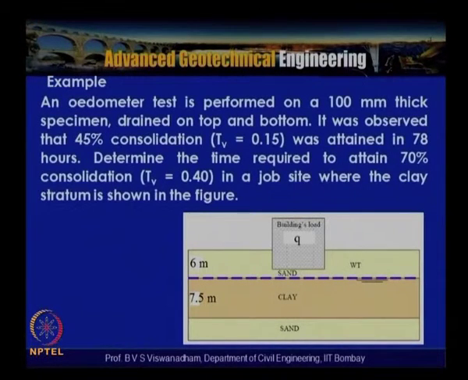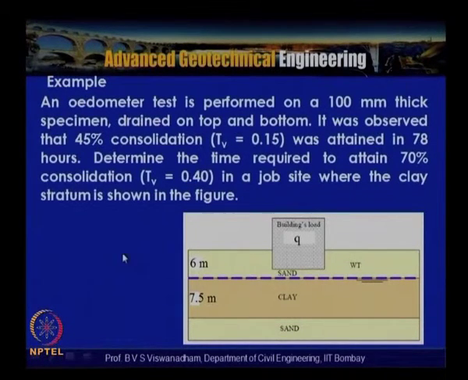Let us take another example, wherein an oedometer test is performed on a 100 mm thick specimen, drained at top and bottom, and it was observed that at 45% consolidation, the time factor was 0.15, which was attained in 78 hours in the laboratory. And we need to determine the time required to attain 70% consolidation, where Tv is 0.45, in a job site where the clay stratum is shown in the figure.